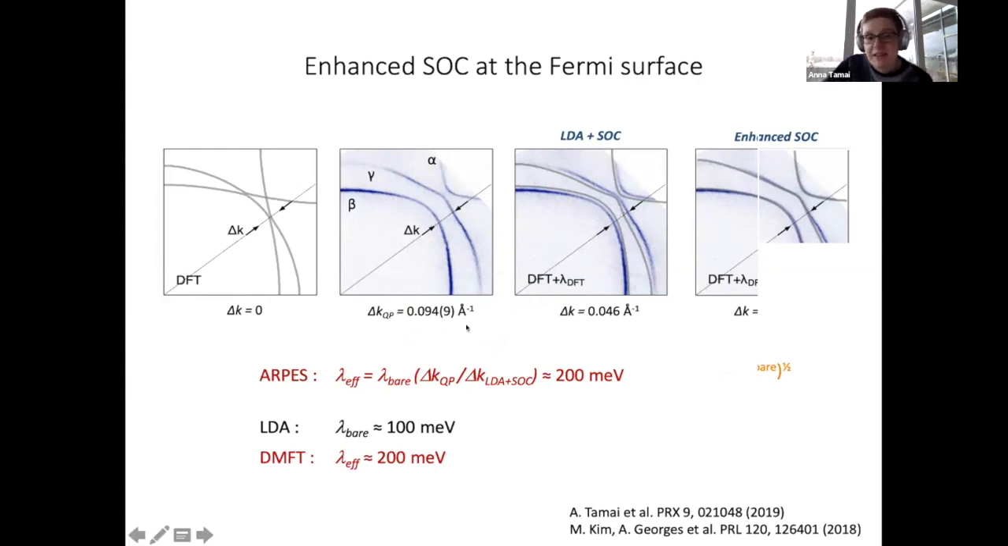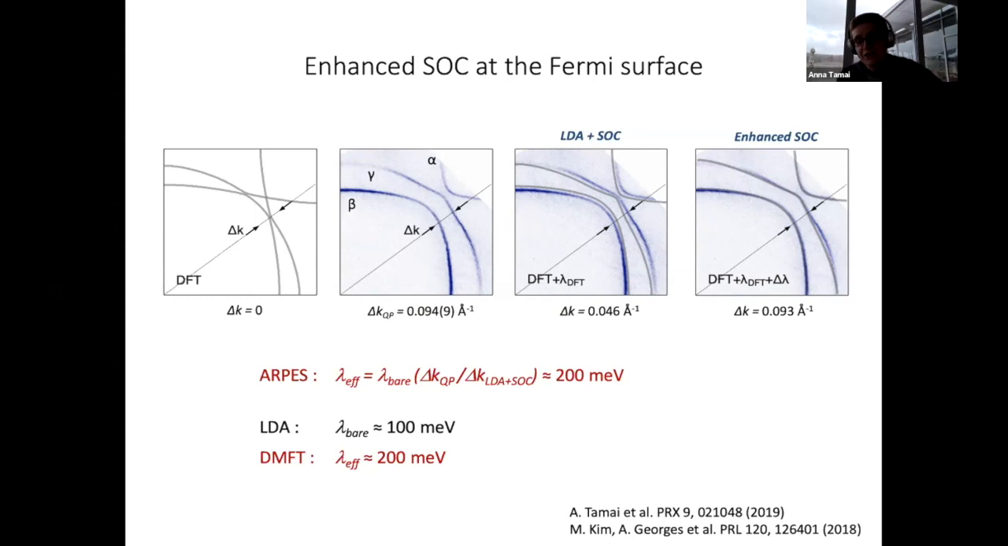Then you see that the splitting in the experiment is basically twice what you would expect at the LDA level. And from this, we derived an effective spin-orbit coupling, which is 200 millielectron volt, and it's exactly what was predicted at the DMFT level. If you take into account this enhancement of spin-orbit coupling due to interaction, and increase the spin-orbit coupling in your calculation, you find basically a perfect agreement between ARPES and the calculation.